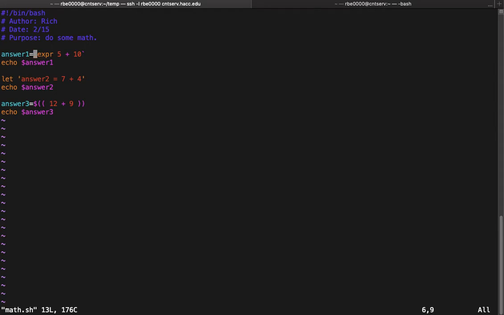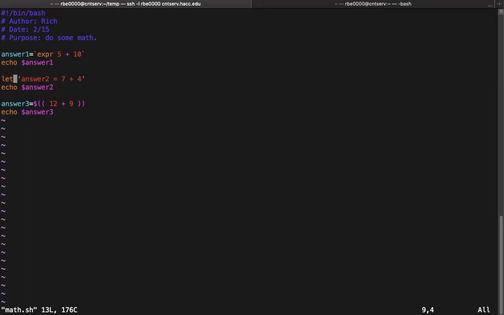If you notice, we have the expression inside backticks, which you hopefully remember means run this command. And then we put the mathematic operation we want. In this case, I have 5 plus 10.